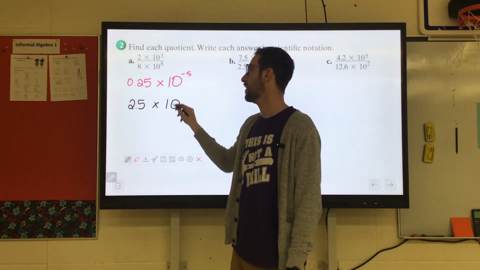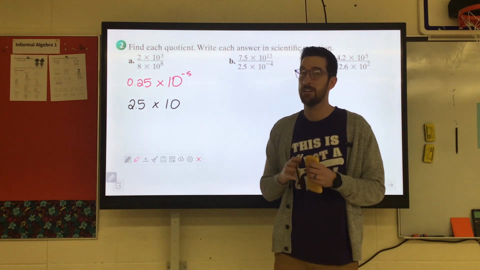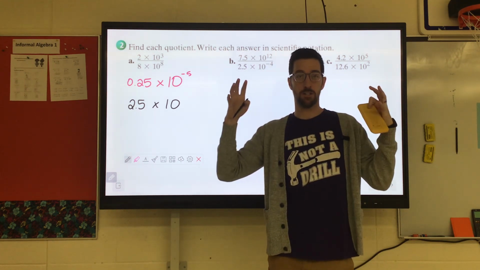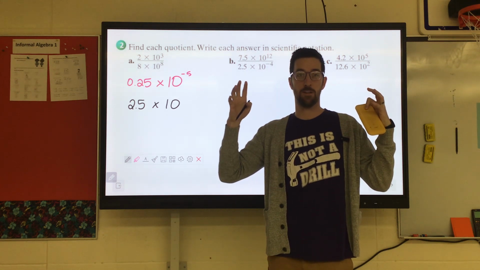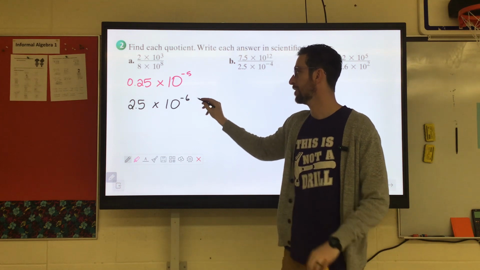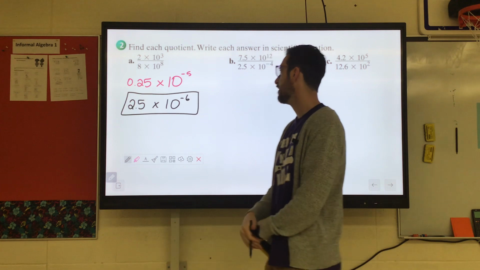Now, if you made an adjustment there, you have to adjust the exponent as well. Luckily, they work as opposites. So we made 0.25 larger, which means we're going to have to make the exponent smaller. Smaller than negative 5 would be negative 6. That was fun.